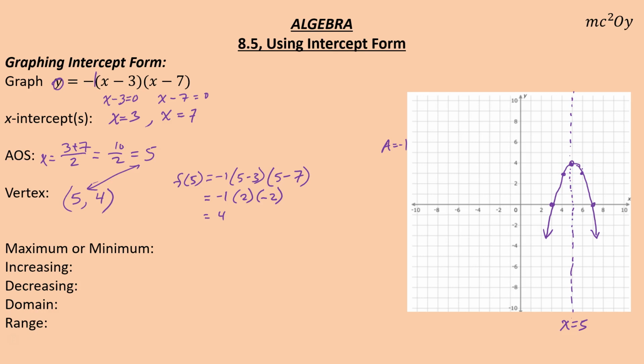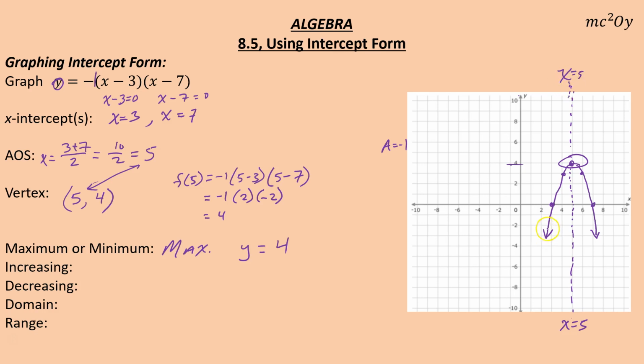Okay. Is this a maximum or minimum? The vertex is a maximum. And it's a maximum at y equals, we use our vertical number line here, which we call the y-axis, at y equals 4. It's a maximum. Now, is it increasing? Well, if you identify your axis of symmetry, x equals 5.